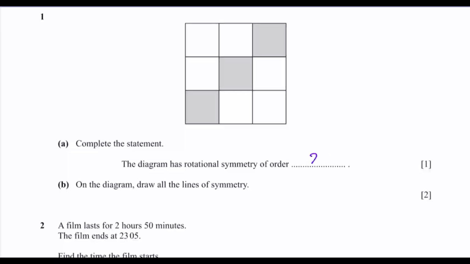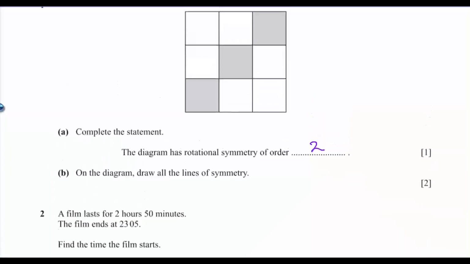So the first one will be probably at 90, then the second one will be probably at 270. If you have your tracing paper, you place it on it, then you draw a line to indicate your 0 degree, then you turn it around, then you see that it looks like itself 2 times. So that is the simplest way you could get the order of rotational symmetry. But if you are very conversant with it, it will be very obvious to you. Then let's go to part B.